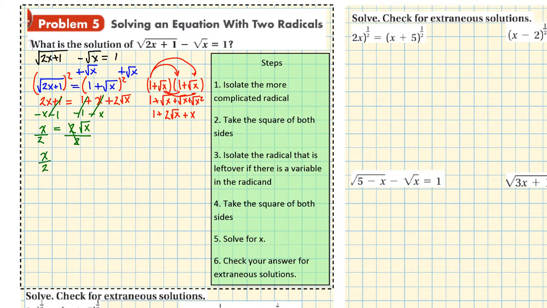Then, like before, for step number 4, we have to square both sides of the equation. So we go back and we take the square of both sides. Now be careful with this one, because when you take the square of both sides, that means the top and the bottom of the fraction. So on one side, you're going to get x squared over 4. On the other, you're going to get x.